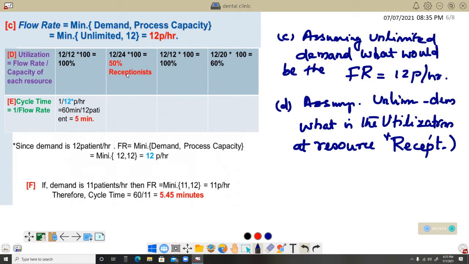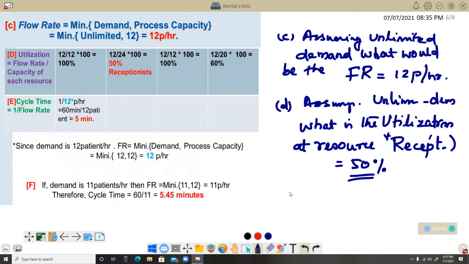From which you can see the minimum again is for the receptionist. So the receptionist is the capacity, that utilization factor comes to be 50%. So the answer for D is 50%. The utilization at the resource receptionist is 50%.